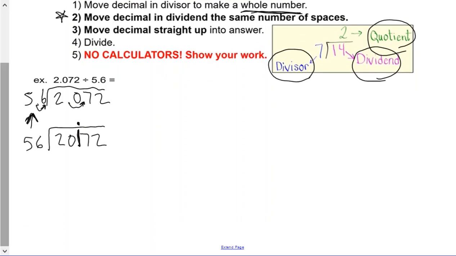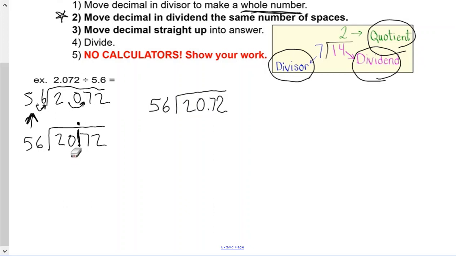Alright, let's see how this will look. I'm going to rewrite the problem over here so it's a little bit neater. We have 56 going into 20.72. We have 56 as our divisor, 20.72 as the dividend, and we are seeking our quotient. So first we need to look at 56 going into 20. Well, 56 is bigger than 20, so it's not going to go in there. So we need to try 207.